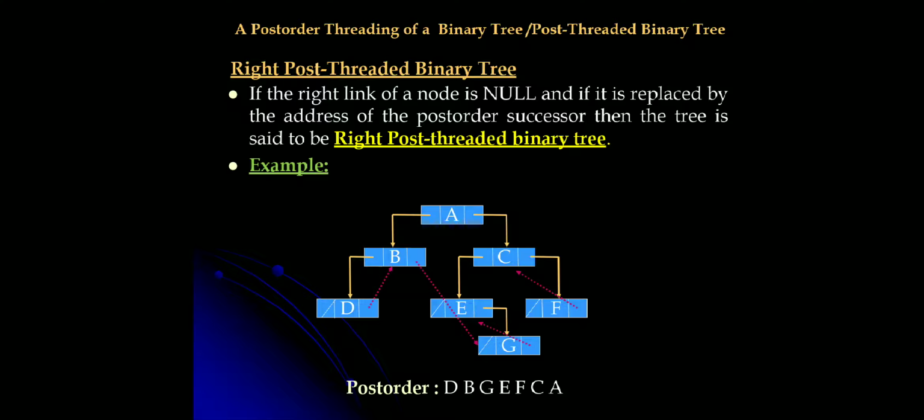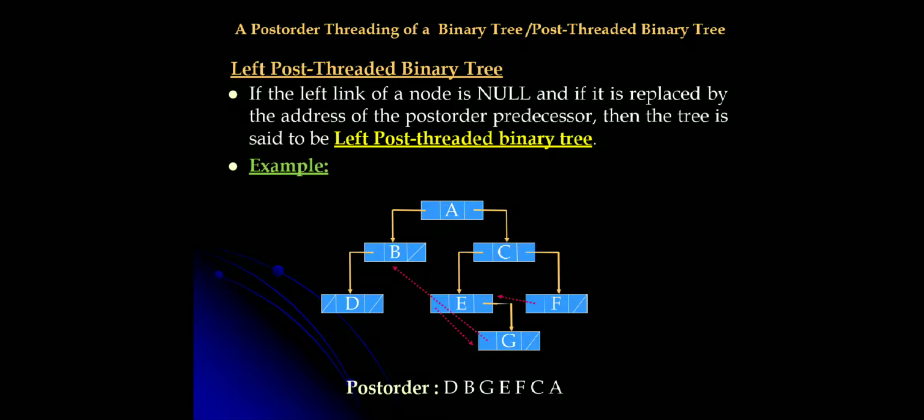So you can see in this example, first do the post-order traversal so that you can find the successor node address. For node D, the successor is B, that's why the right child field which was null is replaced with the address of node B. Similarly, for node B, the right child field is null, replaced with the successor, that is G. And for node G, E is the post-order successor, so the right child field which was null is replaced with the address of node E. And for node F, the successor is C, so the right child field which was null is replaced with the post-order successor address, that is node C.